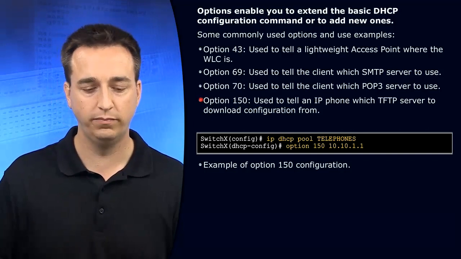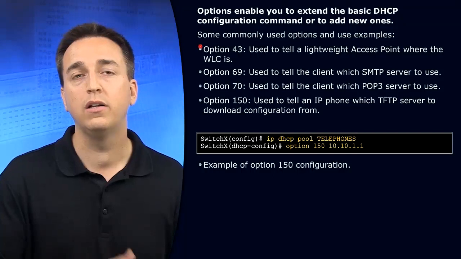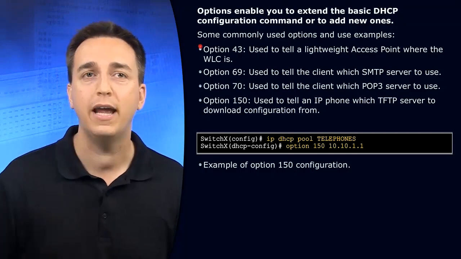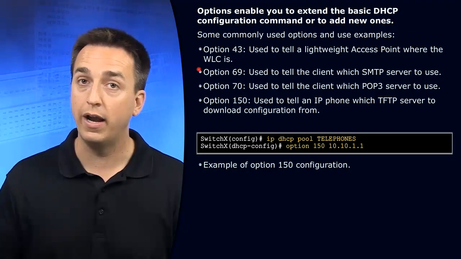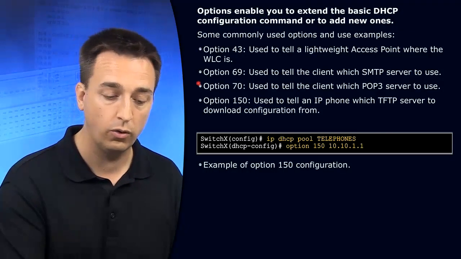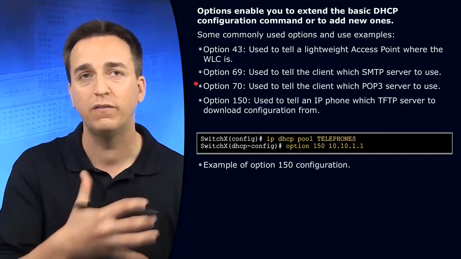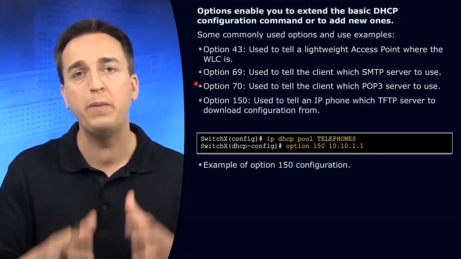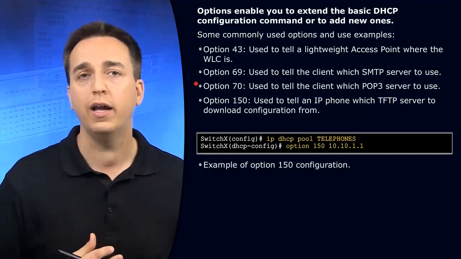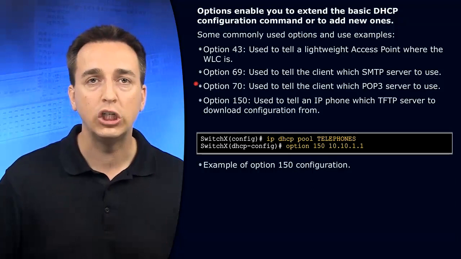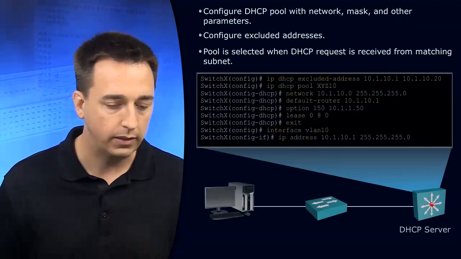There are other options like option 43, which can be used to tell a lightweight access point where the wireless LAN controller is. Or option 69 to tell a client where SMTP services are, or option 70 where POP3 services are. So there are a lot of different options available to extend the basic functionality of DHCP so we can inform our clients of different services and features that they should be utilizing as well within the environment.